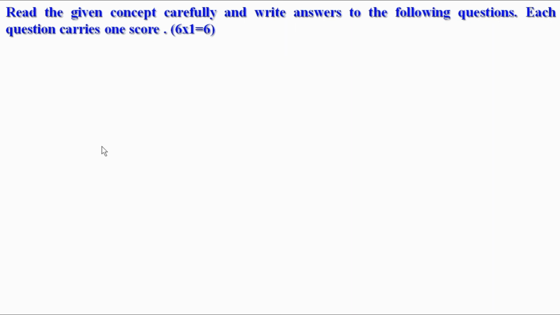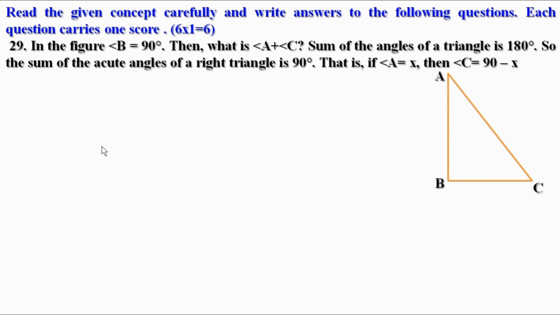29th problem. Read the given concept carefully and write answers to the following questions. Each question carries 1 score. In the figure, angle B equals 90 degree. Then what is angle A plus angle C? Sum of the angles of a triangle is 180 degree. So the sum of the acute angles of a right triangle is 90 degree. That is, if angle A equals x, then angle C equals 90 minus x.